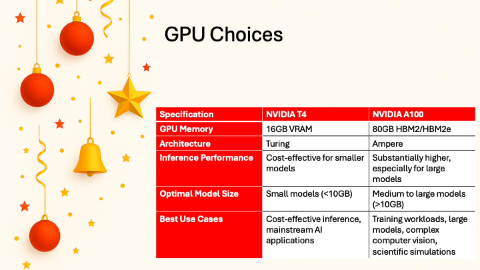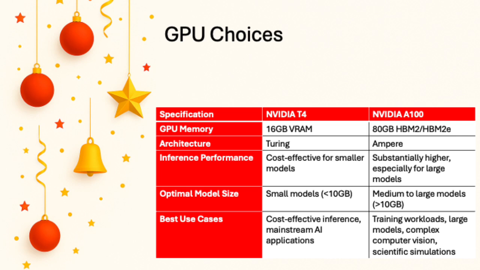So the NVIDIA T4 is perhaps the more economical option, which is great for small models, smaller than about 10 gig in size. And it can be very cost efficient for what it's doing. It's great for standard AI applications that don't need a huge model. It comes with 16 gig of VRAM. Whereas the NVIDIA A100 is the much larger, but also much more expensive option that comes with 80 gig of GPU memory and is great for large models, and it's also particularly great for model training.